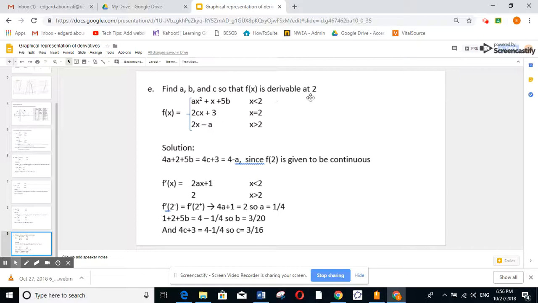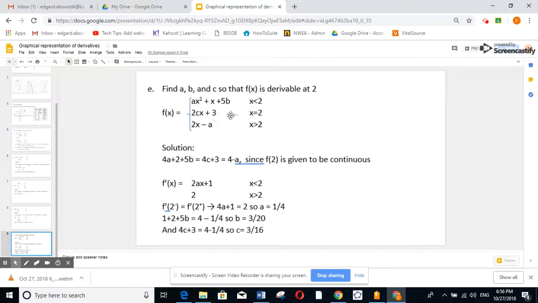So the last example for today, find a, b, c so that the function is derivable at x equal to 2. First of all, to be derivable, it must be continuous. And if you do f of 2 minus, you're going to get 4a plus 2 plus 5b, which must be equal to, at x equal to 2, 4c plus 3, which must be equal at x bigger than 2, to 2 plus 4 minus a. And since it's derivable, you do the derivative here, 2ax plus 1.